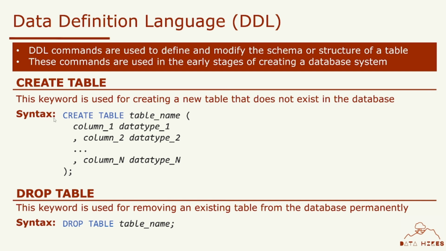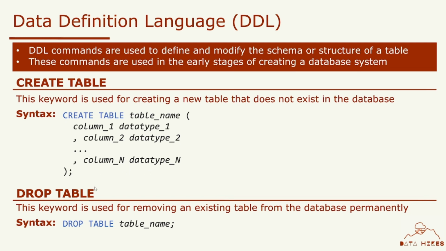Now when we say syntax, we mean the structure of how that keyword is used, right? So create table, table name, column 1 data type 1, column 2 data type 2, and this can go to n columns, however many columns we want to create. There's a comma separating each column data type combination if you observe, and it is enclosed in parentheses. It is also important to note that all SQL commands end with a semicolon.